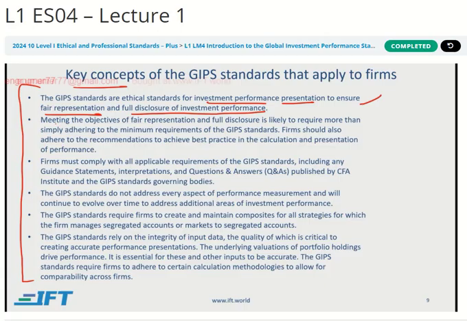Another key concept is meeting the objective of fair representation and full disclosure is likely to require more than simply adhering to the minimum requirements of the GIPS standards. Firms should also adhere to the recommendations to achieve best practice in the calculation and presentation of performance. Here the point is that with GIPS standards, we have things that are required or minimum requirements, and then we have recommendations. The point being made here is that the recommendations should also be followed.